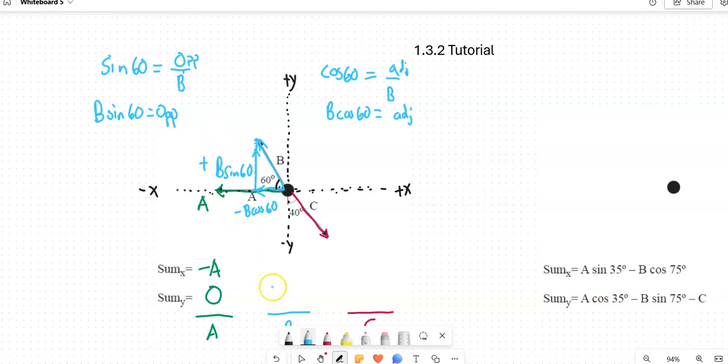Okay, so in the x direction, we have a vector labeled negative b cosine 60 degrees. And in the y direction, that b vector is pointing up, and it's b sine of 60 degrees. Okay?